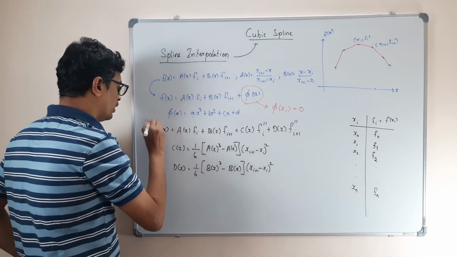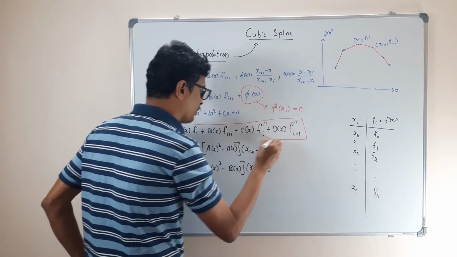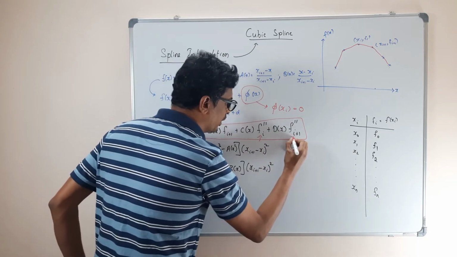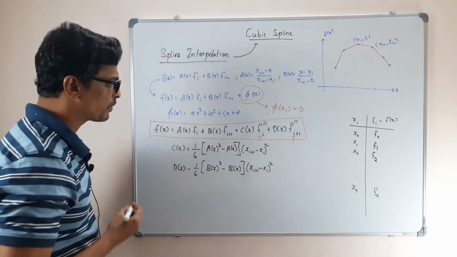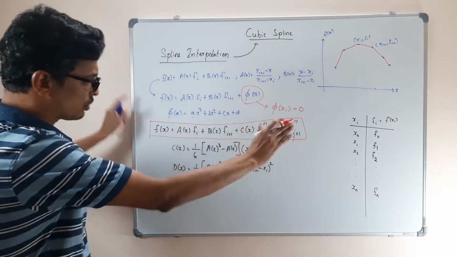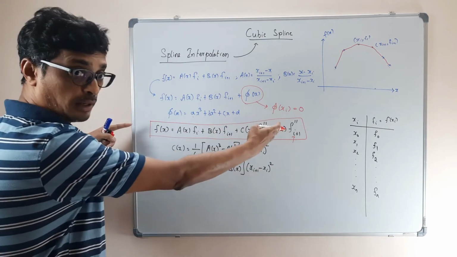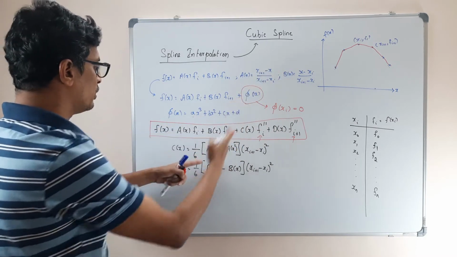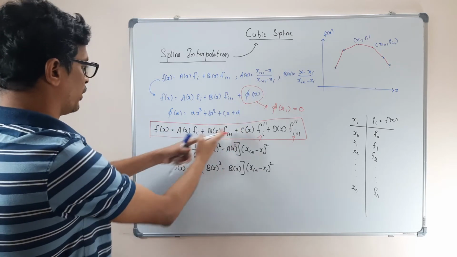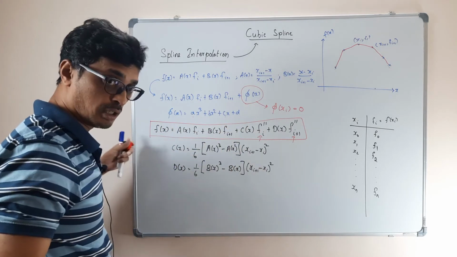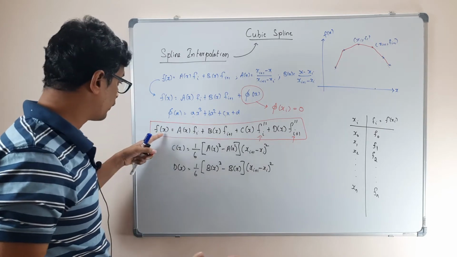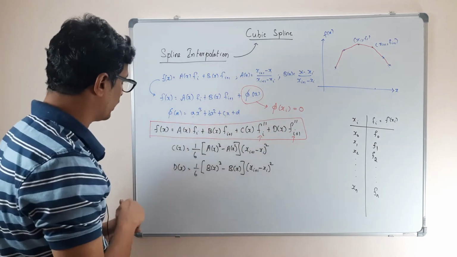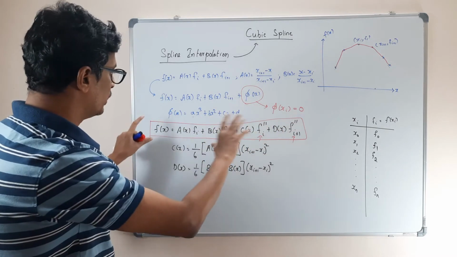If somehow you are able to find out f_i double prime and f_{i+1} double prime, then once you have got them, that's all, you have the interpolating polynomial. Because f of x is the one, for every unknown x you find the value of a of x using the neighboring points, and then you can find c of x and d of x, substitute them, and you get the function value for that unknown x. Provided we know the second derivative at all those points, we'll come to that later. So this is the whole thing about this function.